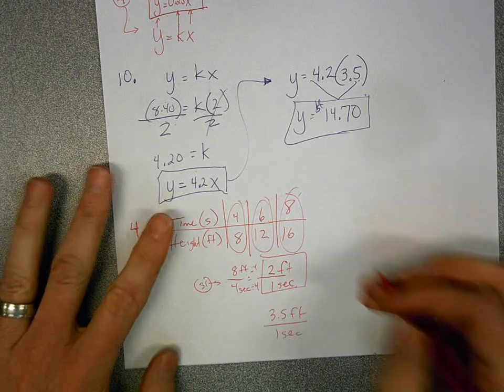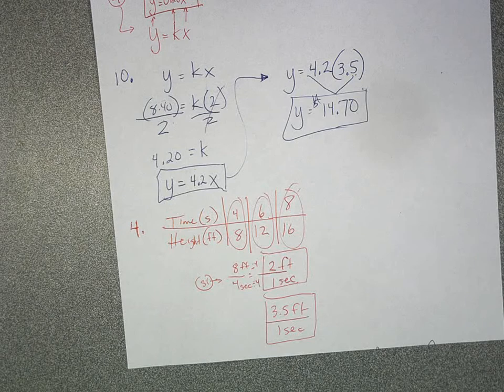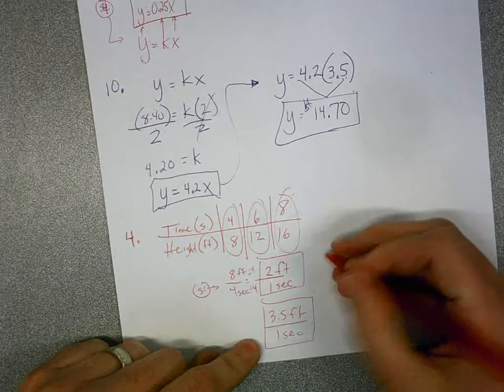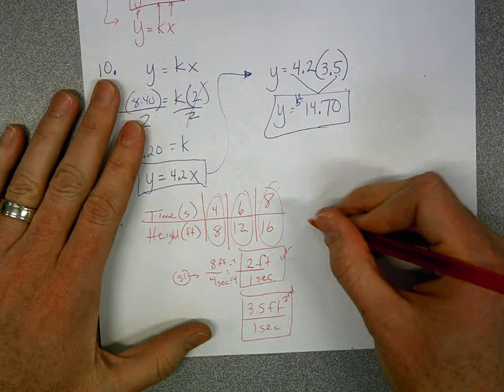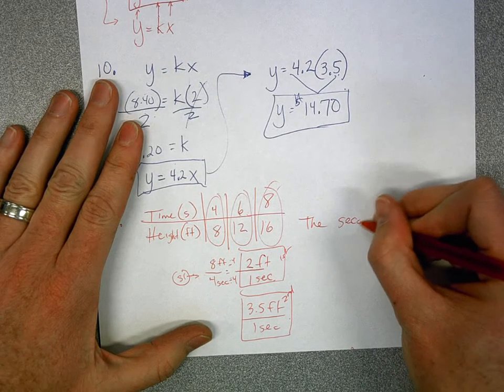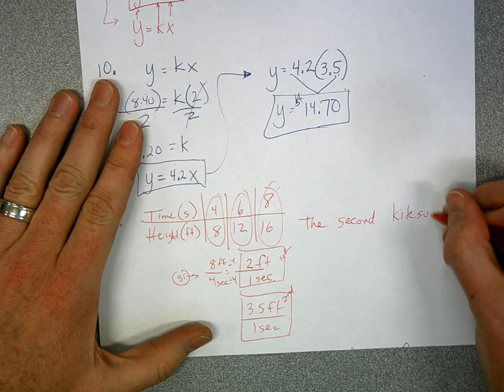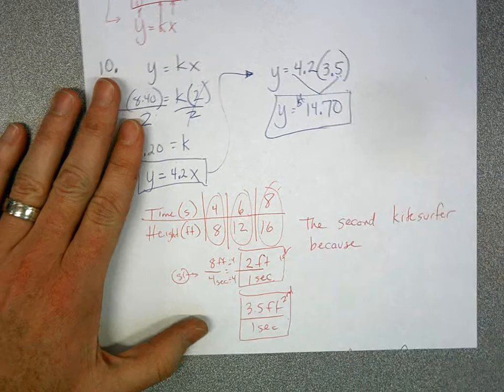It says, does the height of the first or second kite surfer increase faster? I mean, obviously, right? This is the first, this is the second. So you would just say second kite surfer, because, use that word because, or start a new sentence with because, since it says explain your reasoning.